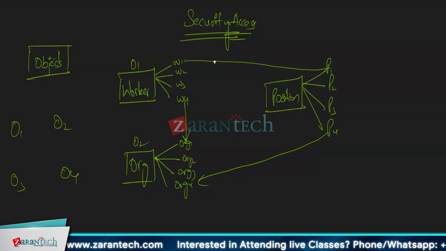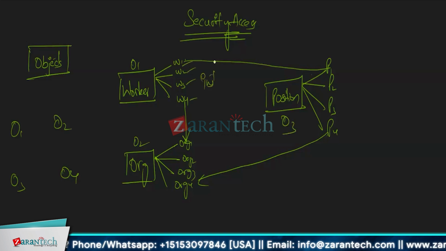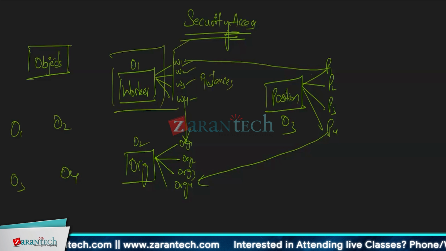Let's say this is object 2. Let's say this is object 3. What you see here, these details, these are called instances of an object. Okay, so worker is a business object and workers are instances of the worker business object.